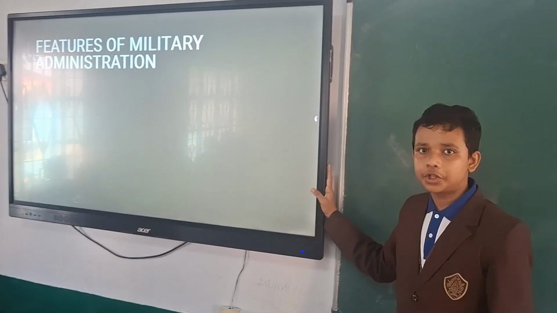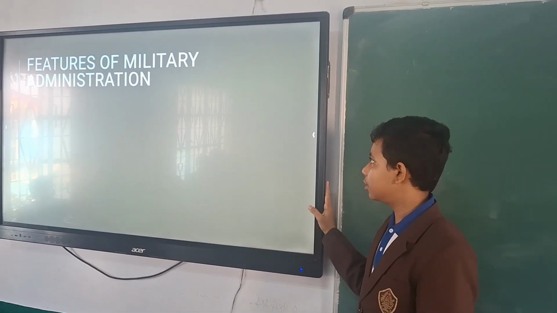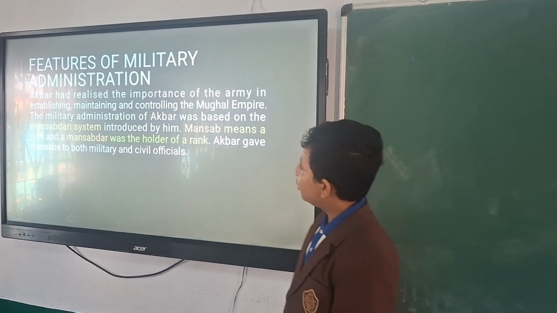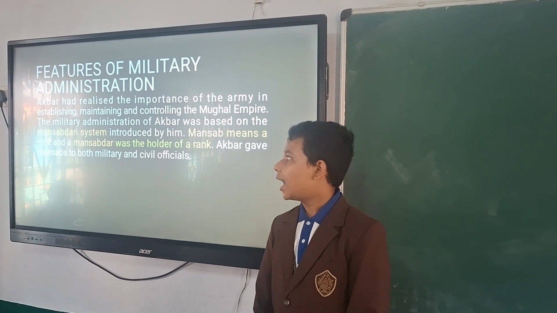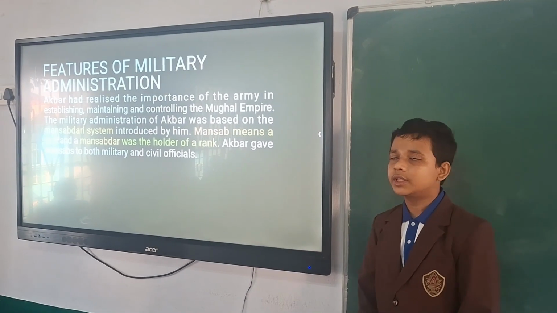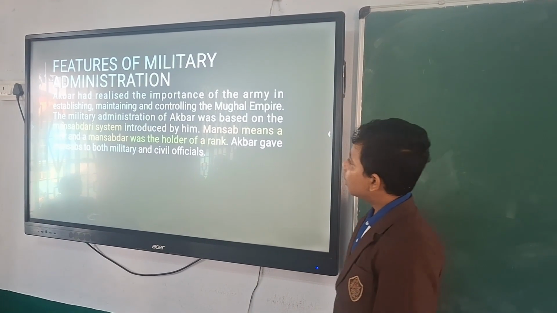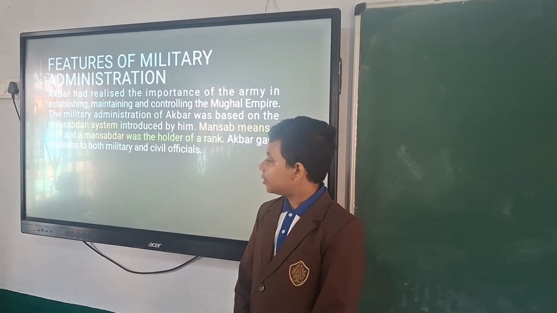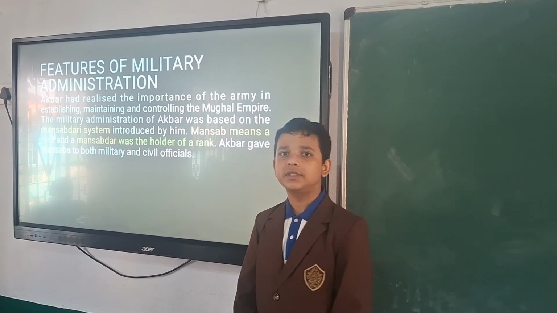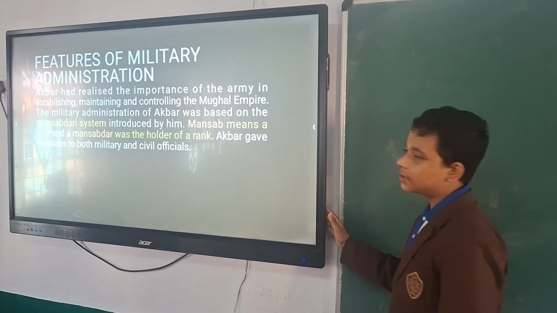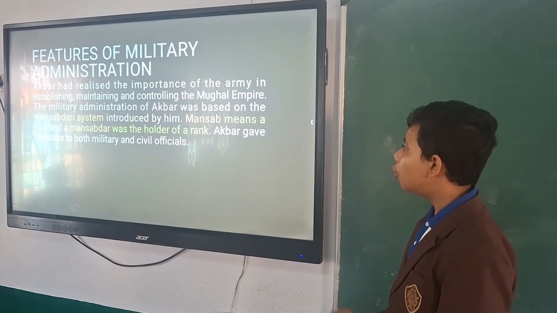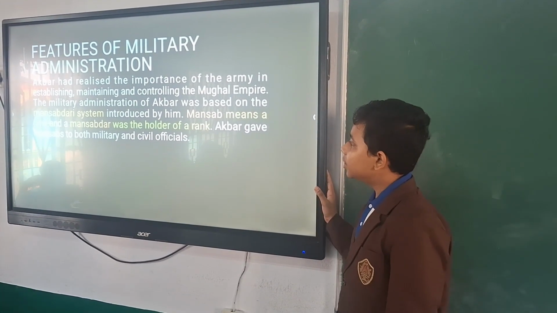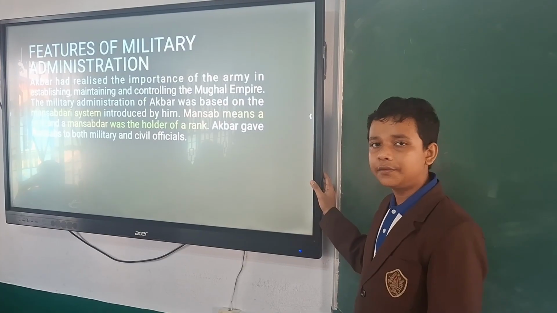Now, let us learn about the features of military administration. Akbar realized the importance of the army in establishing, maintaining and controlling the Mughal Empire. The military administration of Akbar was based on the Mansabdari system. Mansab means a rank, and the Mansabdar was the holder of a rank. Mansabs were given to both military and civil officials.